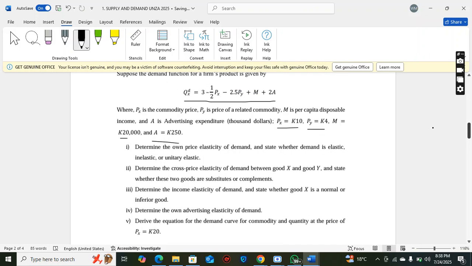Okay. So the first thing that we need to do with this type of question is to calculate our quantity demanded with the values given. That will be the first thing you need to do. Calculate quantity demanded with the values you are given.